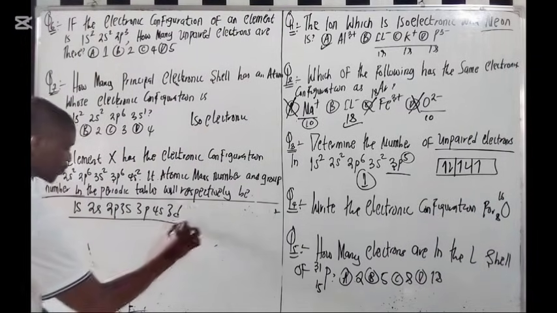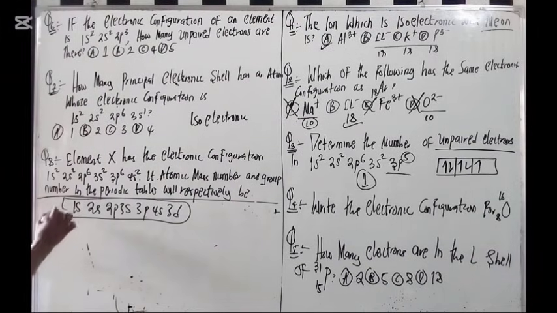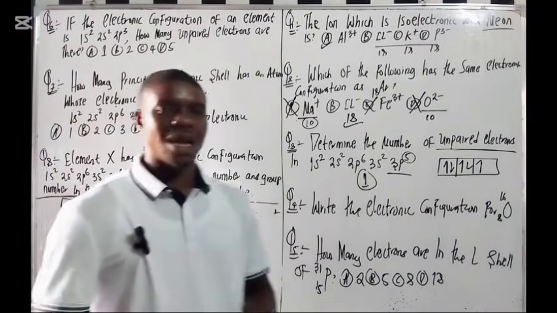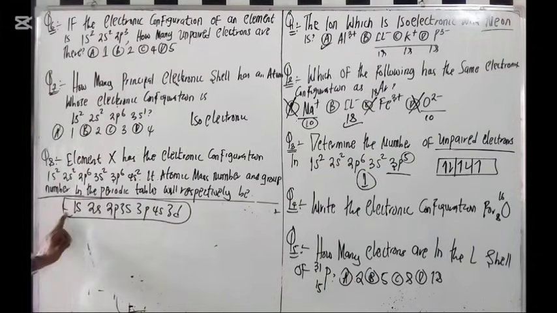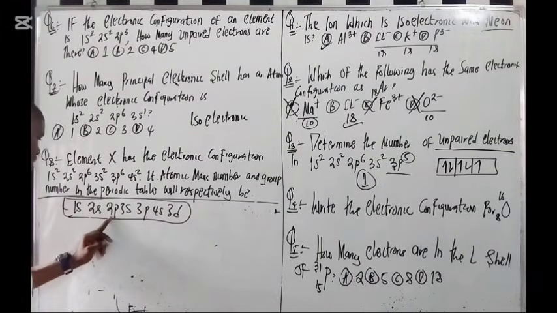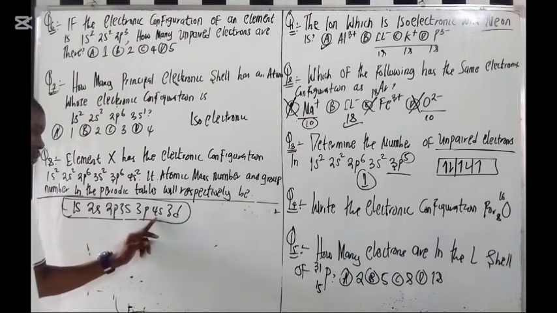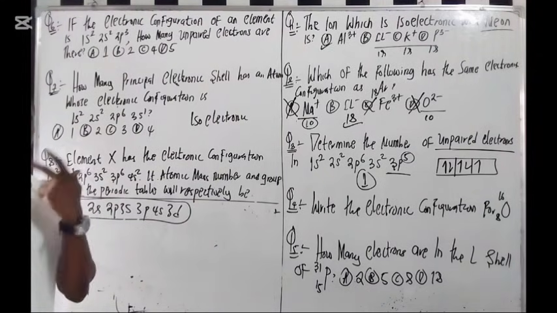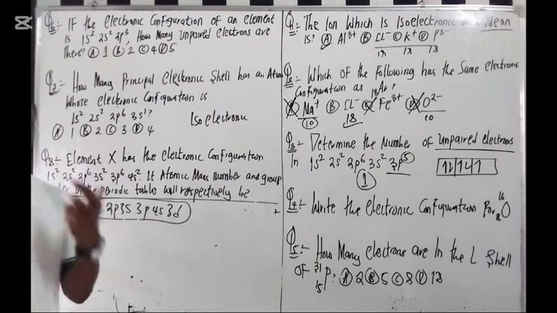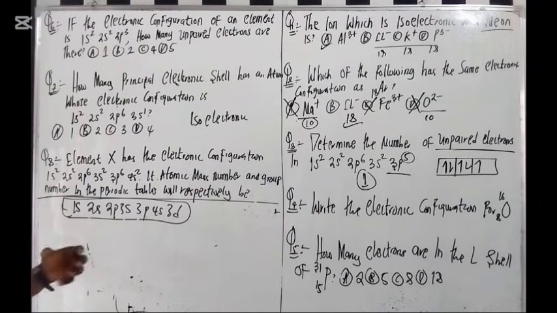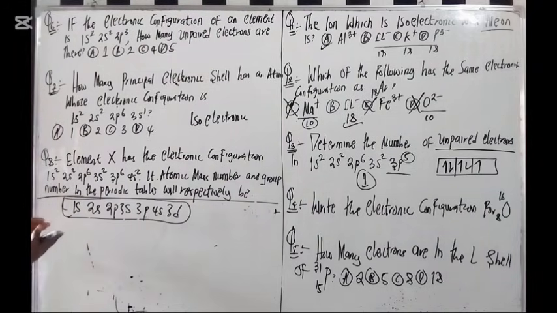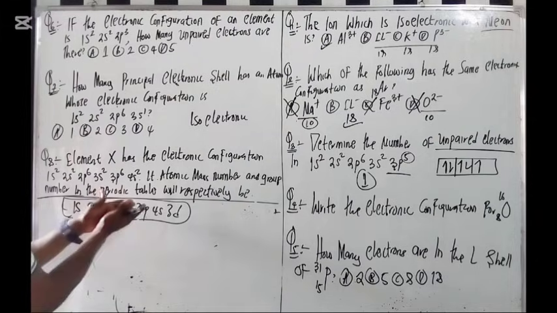You have to take note of this one here. Your JAMB won't exceed this, from my research. 1s, 2s, 2p, 3s, 3p, 4s, 3d. Remember, s can accommodate 2 electrons, p can accommodate 6, right? d can accommodate 10, right?